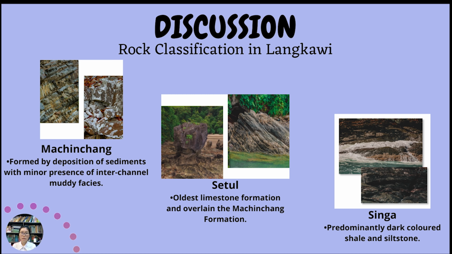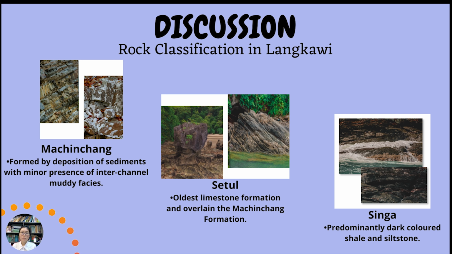The next one is the Singa Formation. Named after Pulau Singa Besar, it is predominantly dark-colored shale and siltstone distributed widely in the southwestern part of Langkawi Island. This formation consists of various horizons of glacial marine diamictites represented by thickly bedded to massive dark grey to black siltstone and mudstone.